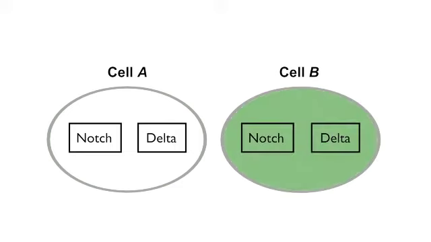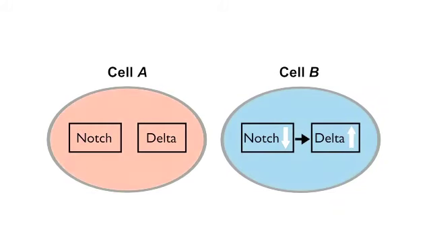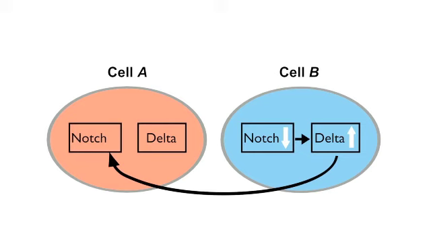A high concentration of NUM in cell B, which inhibits Notch, causes a reduction of Notch transcription in cell B. At the same time, it upregulates delta expression in cell B. The increase in delta expression sends a stronger signal to activate the Notch pathway in the neighboring cell A, which upregulates Notch and downregulates delta in cell A.